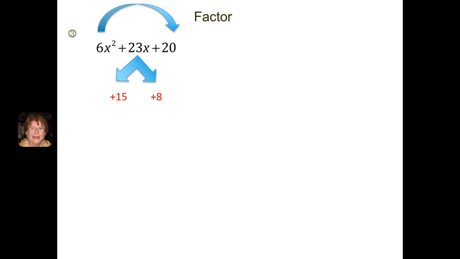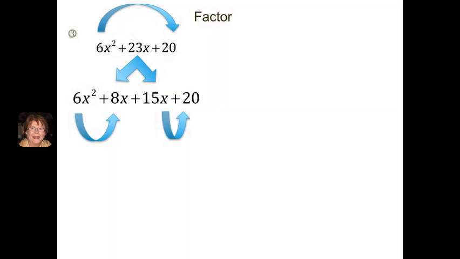23x, I'm going to rewrite it using 15x and 8x. Now, it doesn't matter what order you do it. It usually works whether you use 8x plus 15x or 15x plus 8x. It has now become a grouping method because we have 4 terms. In the grouping method, we group the first 2 terms and the last 2 terms. We do the factoring method separately.